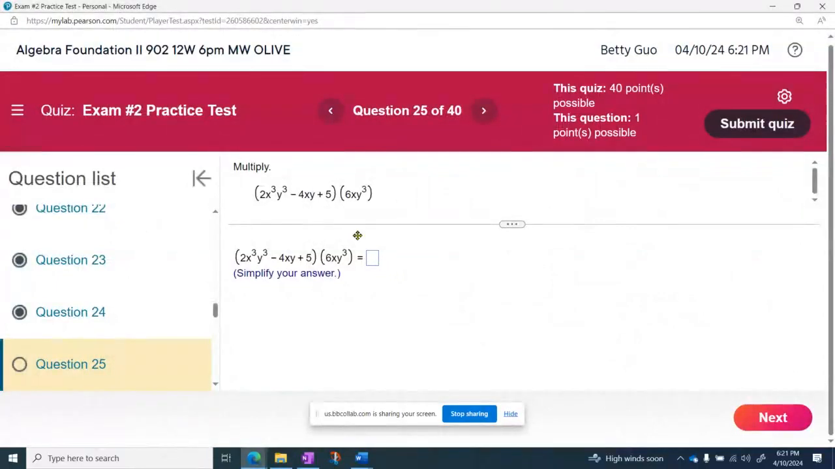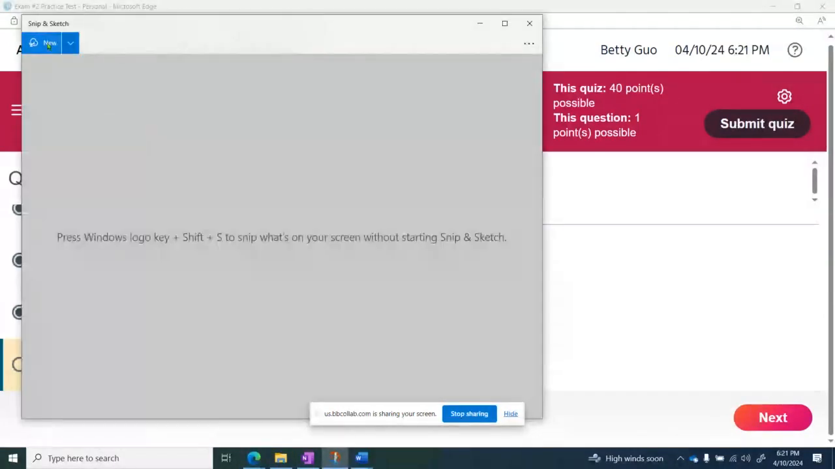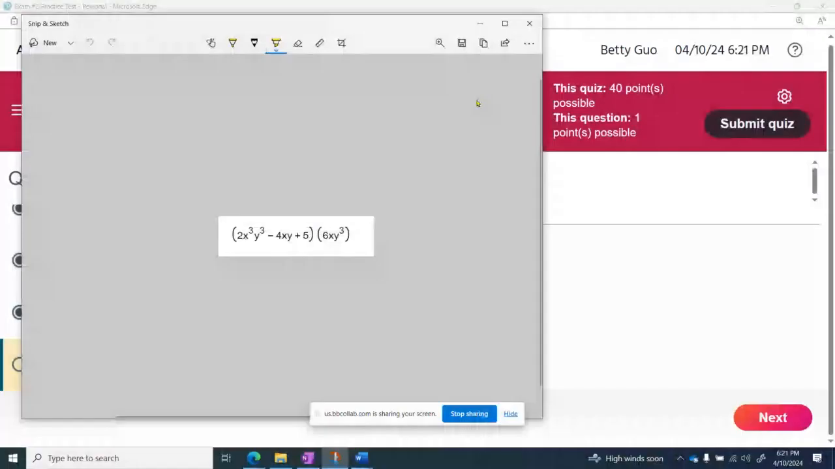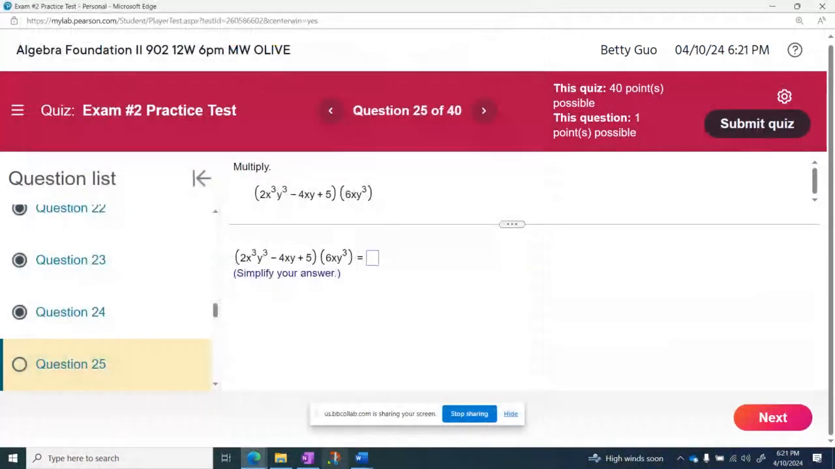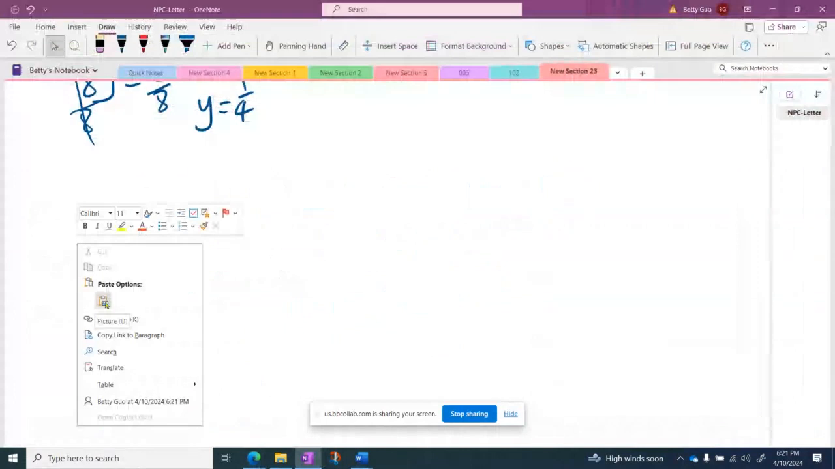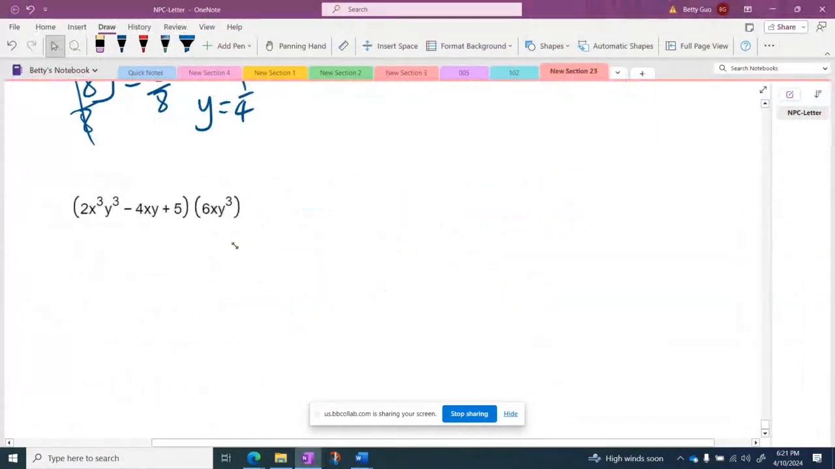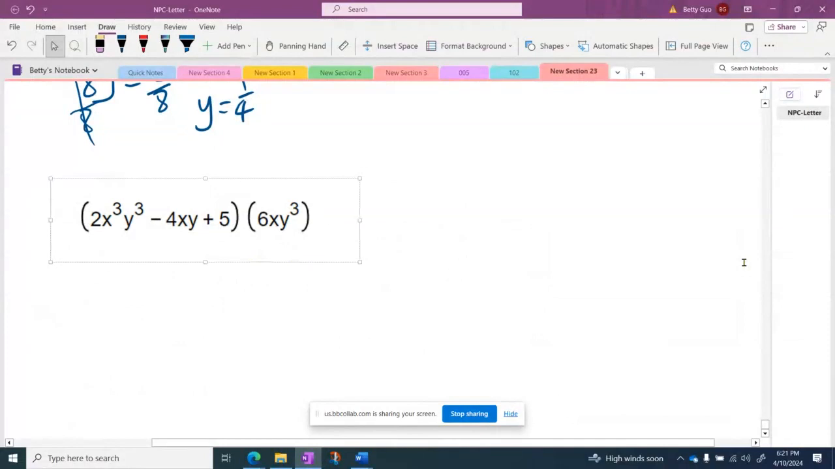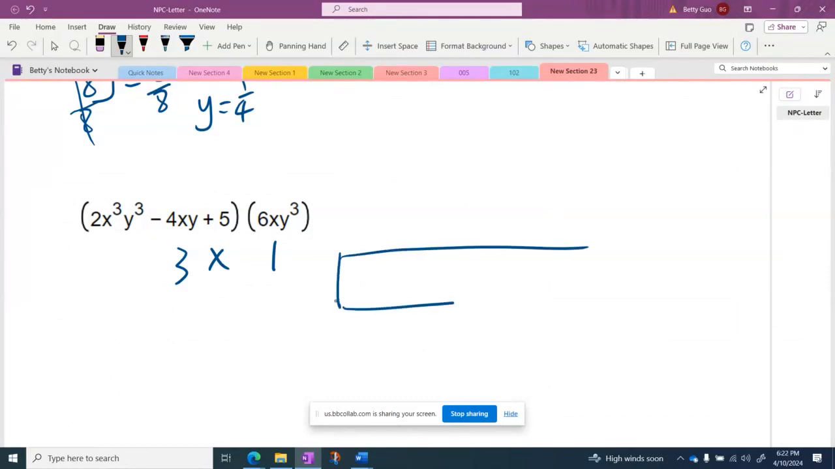Next, question 25. We are multiplying a monomial by a trinomial. The method we use is the distributive property, right? If you want, you can still use the box method, by the way, if that helps you. Since the monomial has 1 term and the trinomial has 3 terms, we are going to make a 1x3 box. This way, the box is more stable on the ground.